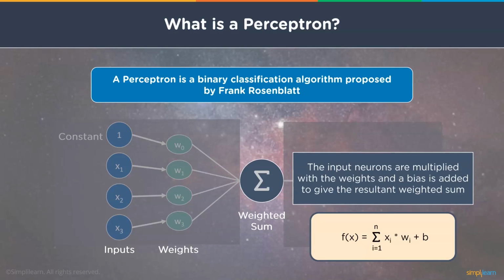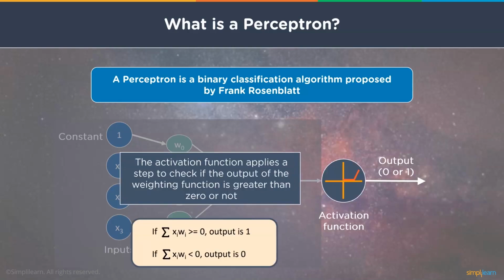The input neurons are multiplied with the weights, and a bias is added. There's that 1, which is weighted, the y-intercept in Euclidean geometry, to give the resulting weighted sum. The activation function applies a step to check if the output of the weighting function is greater than 0 or not. There's a lot of ways to do an activation function, but this is the most easy to see way of doing an activation on here.